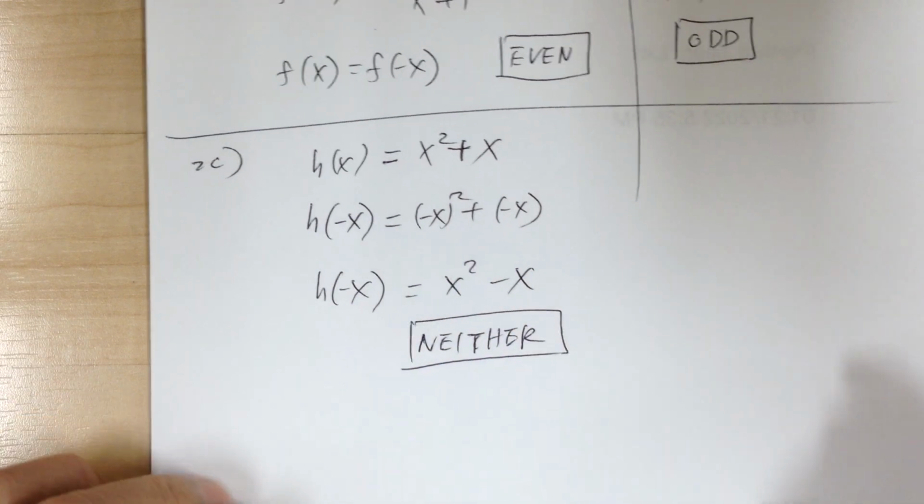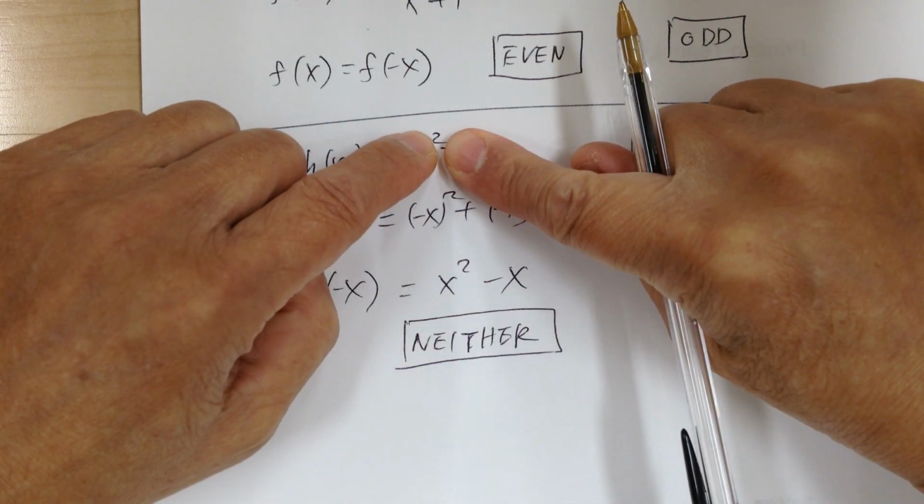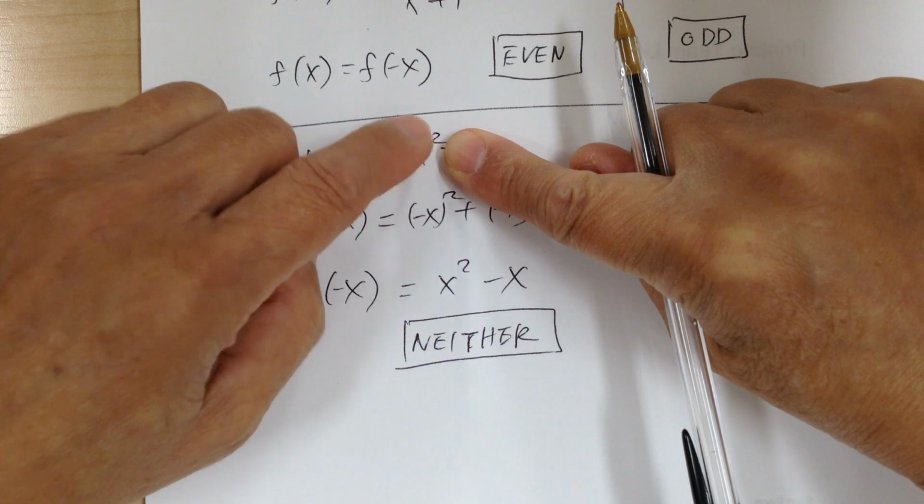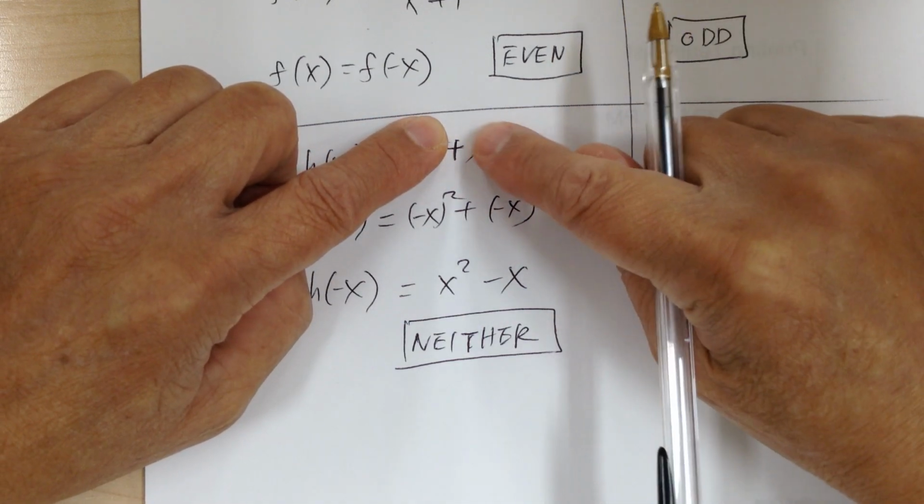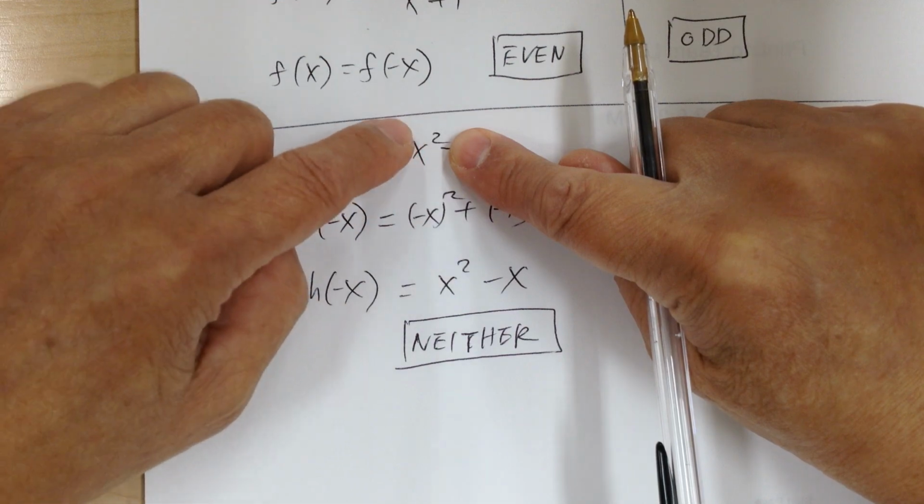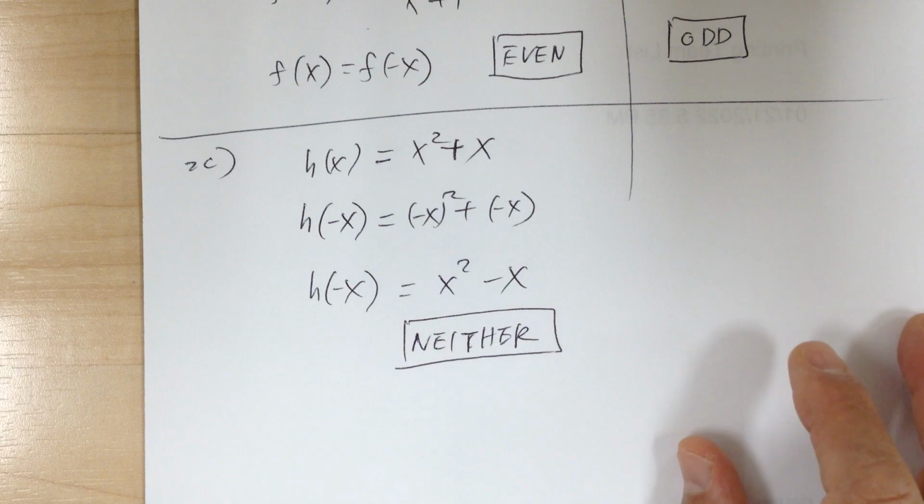And again, if you know what you're doing, you don't even have to go through this. Because this is an even power, that means it cannot be an odd function. And because this is the odd power, it cannot be an even function. So this one cannot be odd, this one cannot be even. So if it cannot be odd or even, it has to be neither.